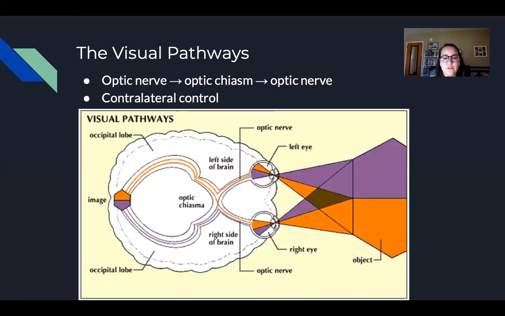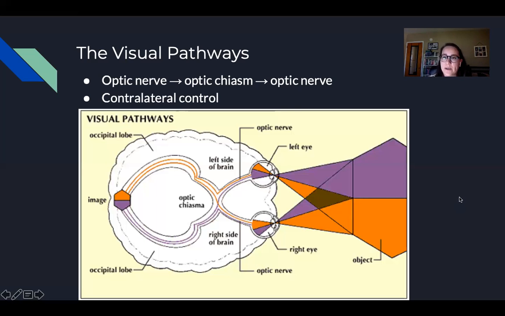So the resulting visual information from the retina is carried to the brain via the optic nerve. And then this splits into two different directions at a structure called the optic chiasm. The optic chiasm is this X shape. Chi is Greek for X. So this X-shaped structure in the brain.